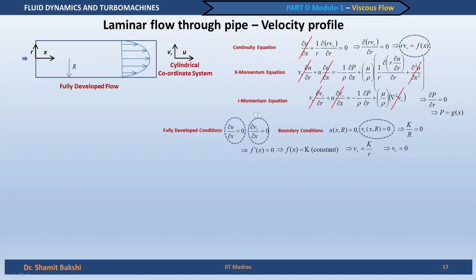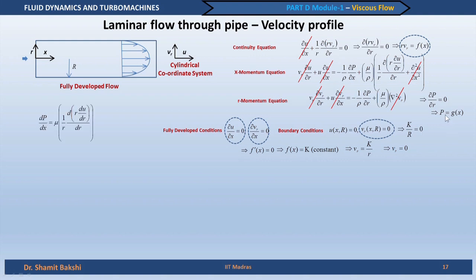Velocity is not a function of x, velocity is only a function of r in a fully developed flow, but pressure is not a function of r, it is only a function of x in a fully developed flow. And you will see soon that this dependence is due to the fact that there is a pressure loss due to friction.